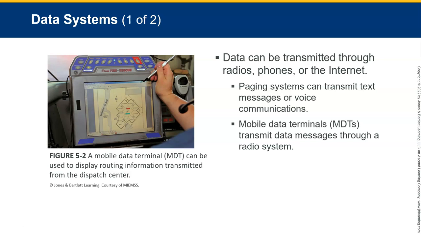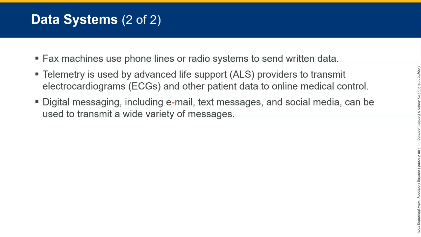So it sends you the information of where the call is. It might give you a screen with some information about the call. Just all depends upon where you are and what your budget is, honestly. And then fax machines. So they use phone lines, can use radio systems, but what they do is they send written data.